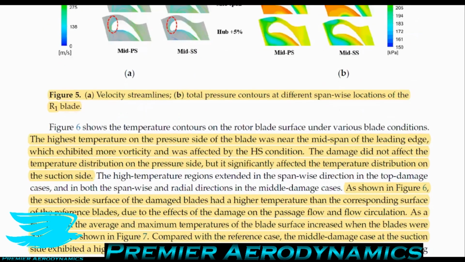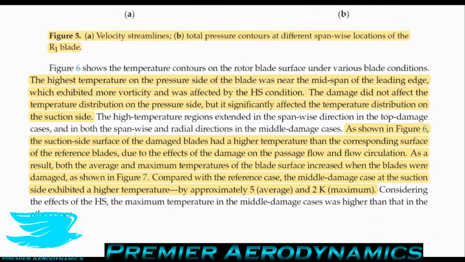They say that the highest temperature on the pressure side of the blade was near the midspan of the leading edge, which exhibited more vorticity and was affected by the hot strip condition. The damage did not affect the temperature distribution on the pressure side, but it significantly affected the temperature distribution on the suction side. So as I mentioned, for some reason, even if you have a damaged pressure side, the suction side gets affected more. So that's quite strange.